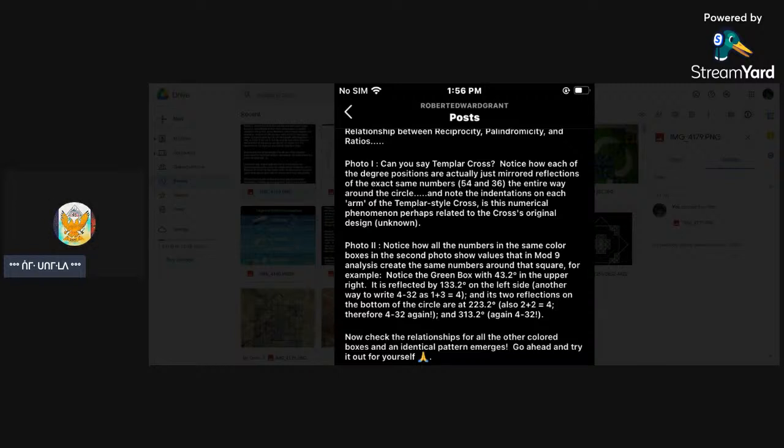Now, to continue on, its 2 reflections on the bottom of the circle are at 2, 2, 3, 2. That's also 4 and 3, which is 7, 2. 7 and 2 across from each other on my work. Also, 2 plus 2 equals 4, therefore 432 again. And 3 and 1 and 3, which is 7, 2, again equals 432.